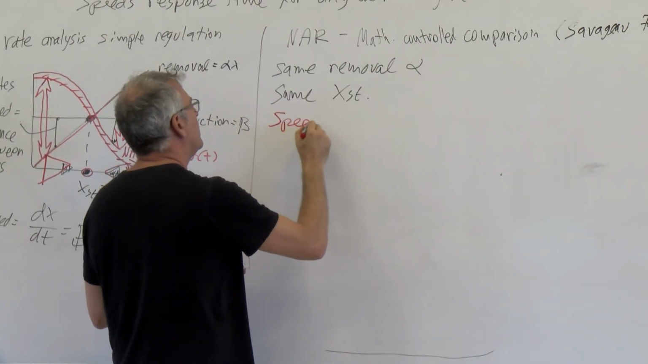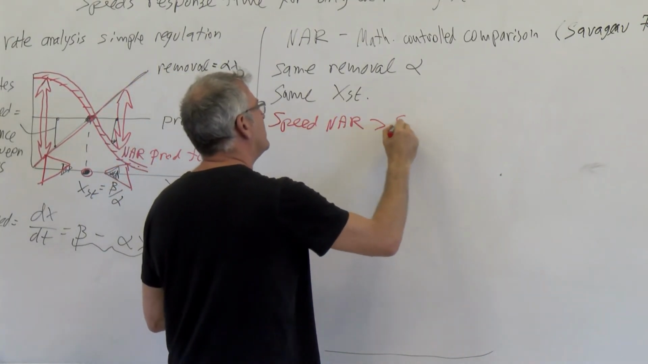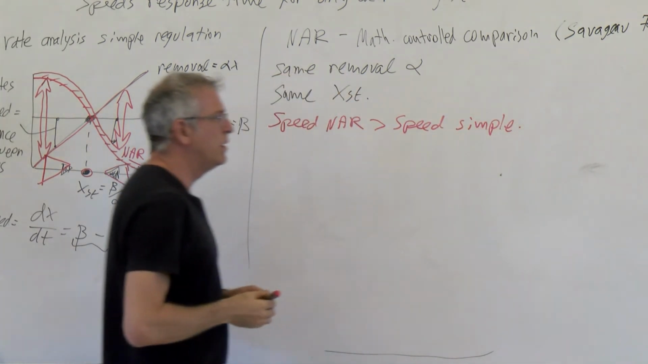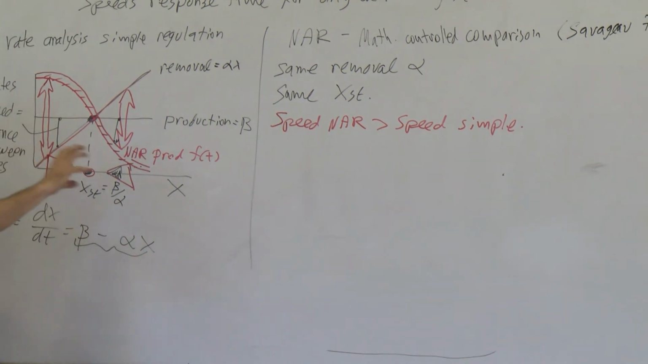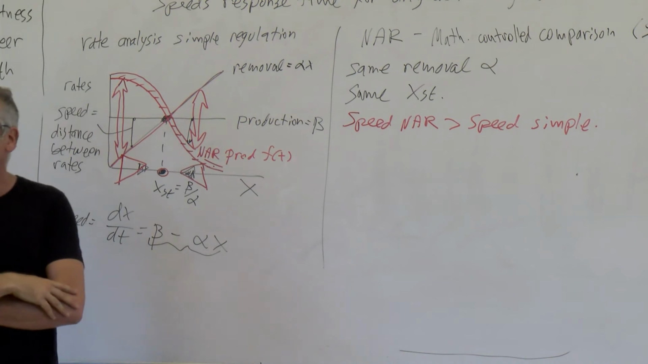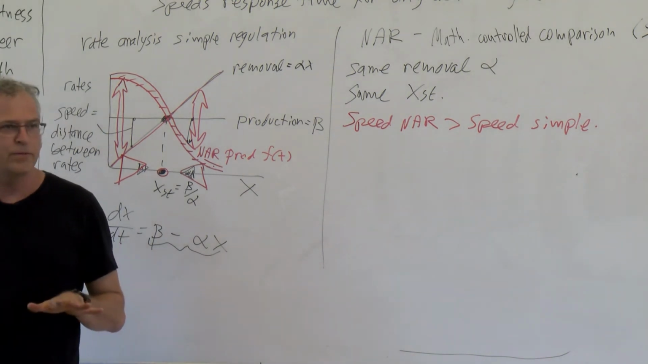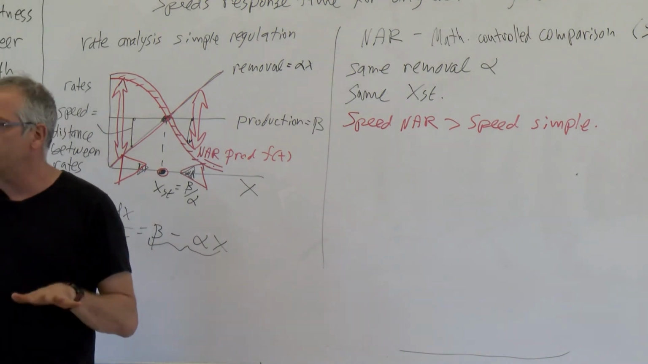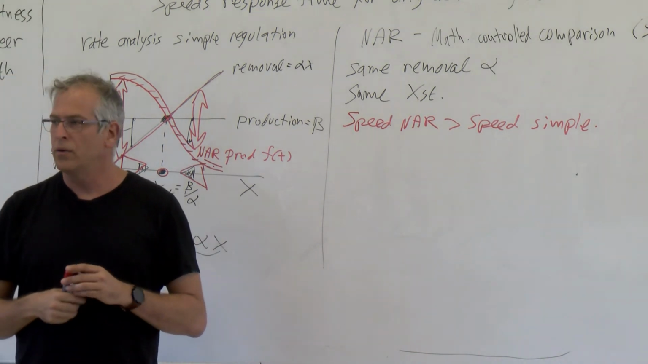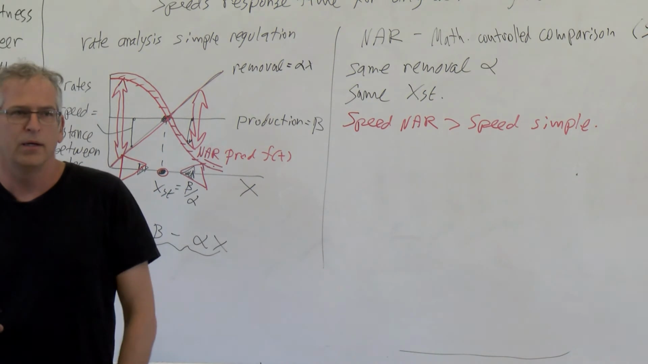So the speed of negative autoregulation is bigger than the speed of simple regulation. And that means whatever happens, you flow quicker to the fixed point, no matter what the shape of this red line is. Did I explain myself? Let's pause for a question. Or I won't continue until there's a question.